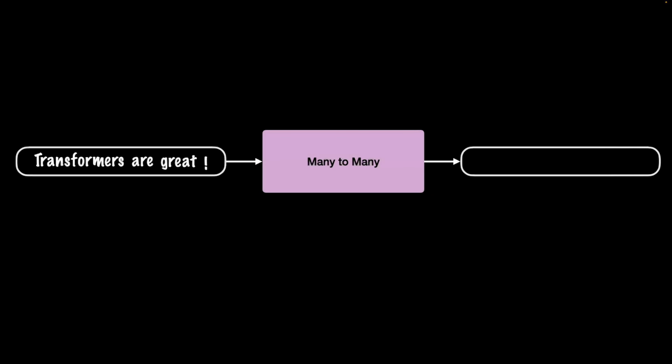Here we have many-to-many. Many-to-many is a machine translation system where we translate languages, English to German, for example. The model takes input language sequentially and outputs in another language word by word.